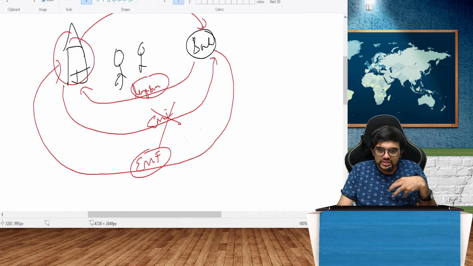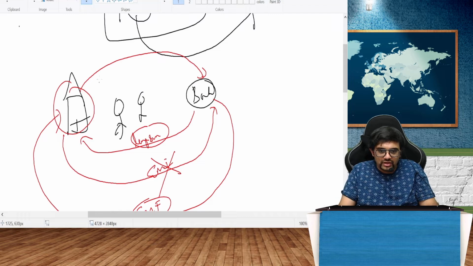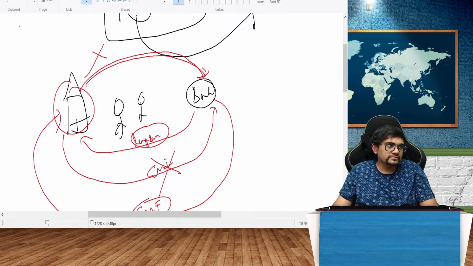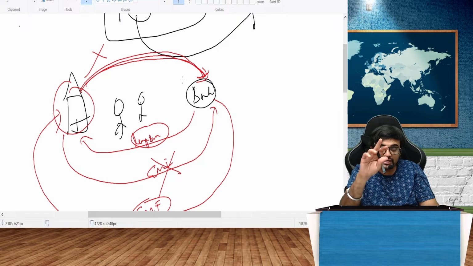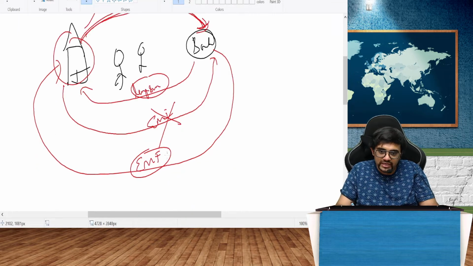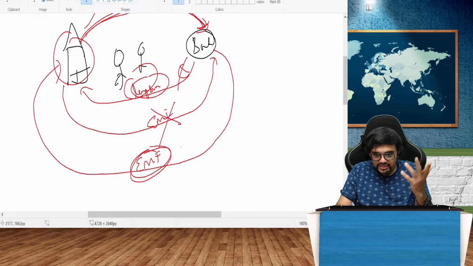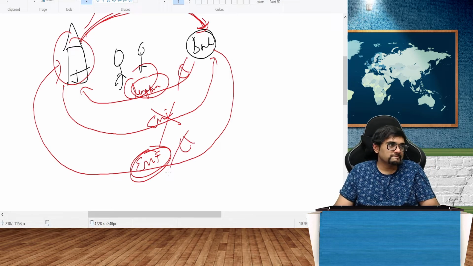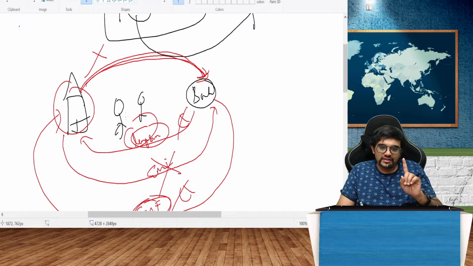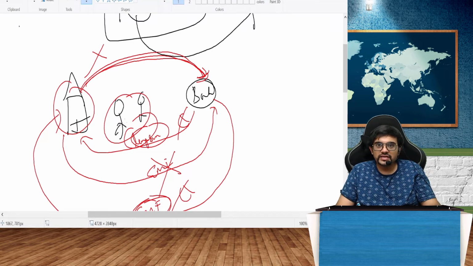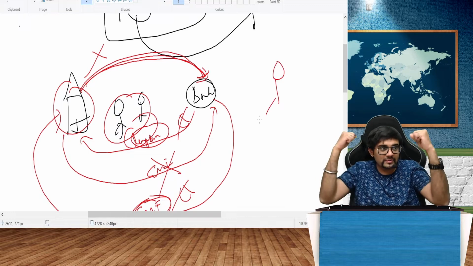When the house is transferred to the bank, it is not a transfer. Got it? Reverse mortgage. When the house is transferred to the bank, it is deemed to be not a transfer. Any money you are getting here is not a transfer. This is not called consideration. No tension.